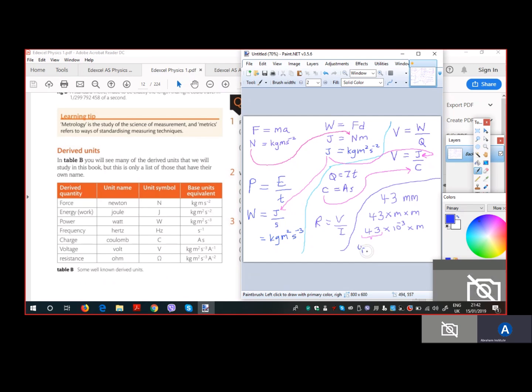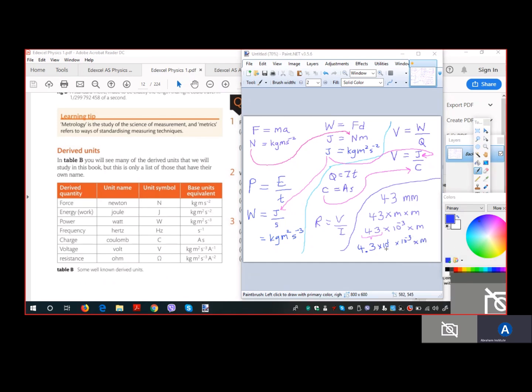Okay. So 43, when you write it in scientific notation, will be 4.3 times 10 to the power 1. Just this part. Do you get it? When you multiply this by 10 to the power 1, or 10, it becomes 43. And then the rest is still the same, so it's 10 to the power minus 3 times m. This is an easy way. If you get a harder question, you can do it this way.